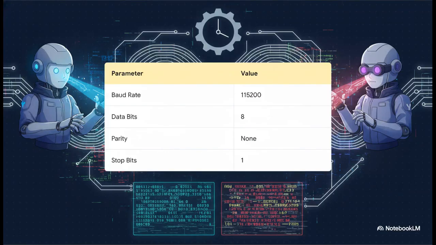To communicate efficiently without that clock line, both the transmitter and the receiver absolutely must agree on the standard frame parameters. You know, a super common baseline setup is 115,200 baud rate, 8 data bits, no parity bit, and 1 stop bit. The crucial takeaway here is that if these parameters don't match exactly on both sides of your hardware connection, you're not getting data. You're just getting a screen completely full of garbage characters.